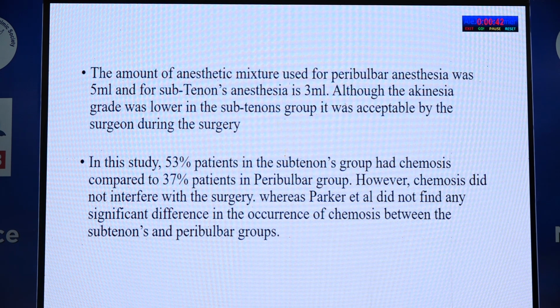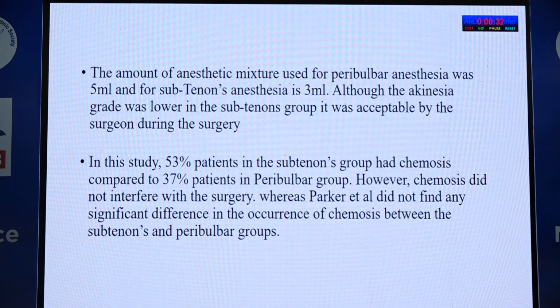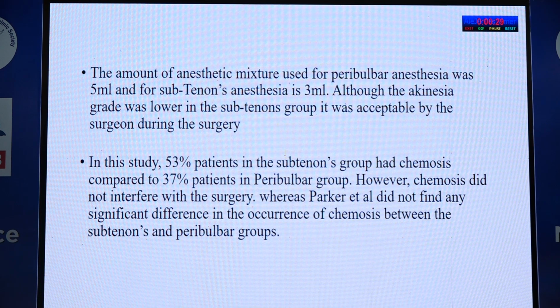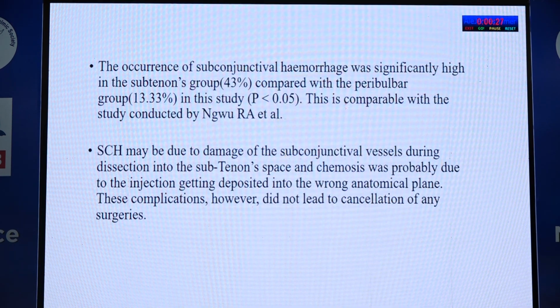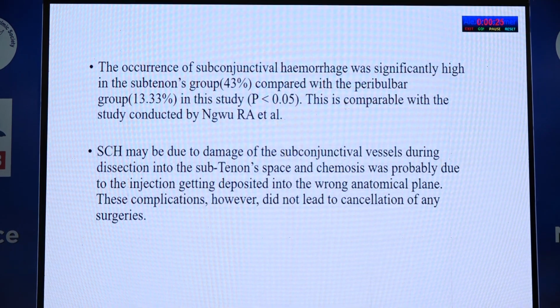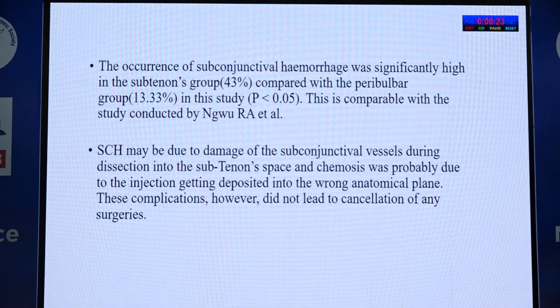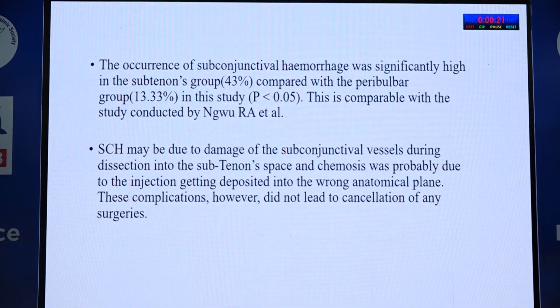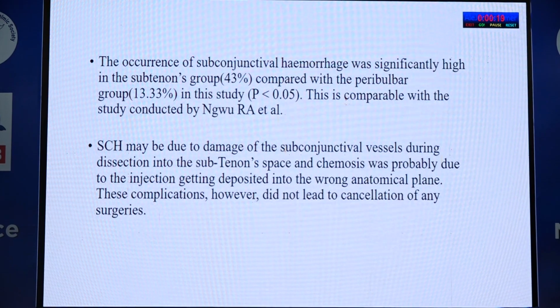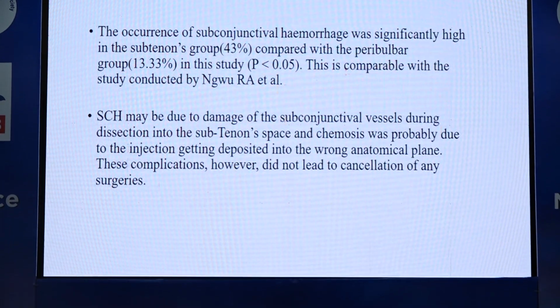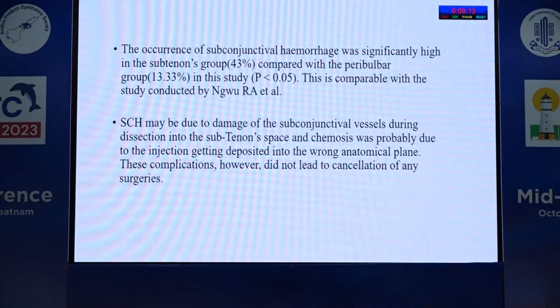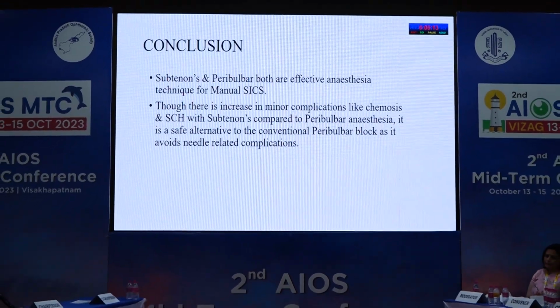In this study, 53% of the patients in the sub-Tenon's group had chemosis compared to 37% in the peribulbar group. However, chemosis did not interfere with the surgery, whereas Park et al. did not find any significant difference in the occurrence of chemosis between the sub-Tenon's and the peribulbar group. The occurrence of subconjunctival hemorrhage was significantly high in sub-Tenon's compared to peribulbar. Subconjunctival hemorrhage may be due to damage of subconjunctival vessels or during dissection of the sub-Tenon's space, and chemosis was probably due to the injection getting deposited in the wrong anatomical plane.